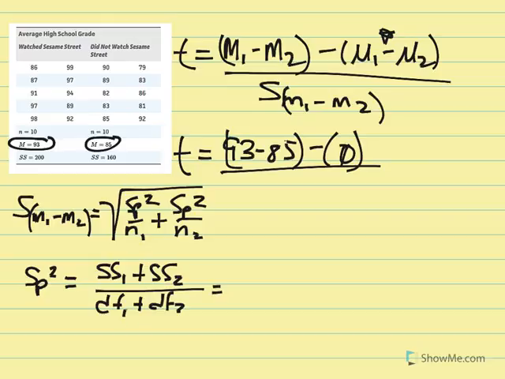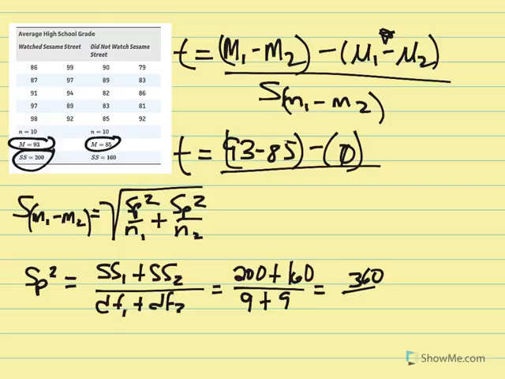over degrees of freedom for both distributions. So we have 200 plus 160 over degrees of freedom, 9 plus 9, and that gave us 360 over 18, and we have pooled variance equal to 20. Again, we had gone through all of these equations in example 10.1 in a previous video. So we can replace those variables here in this equation.